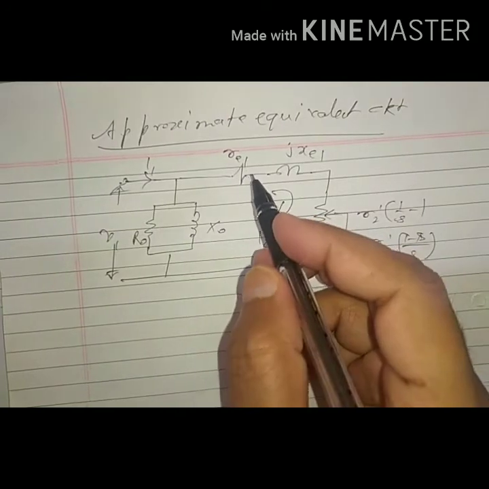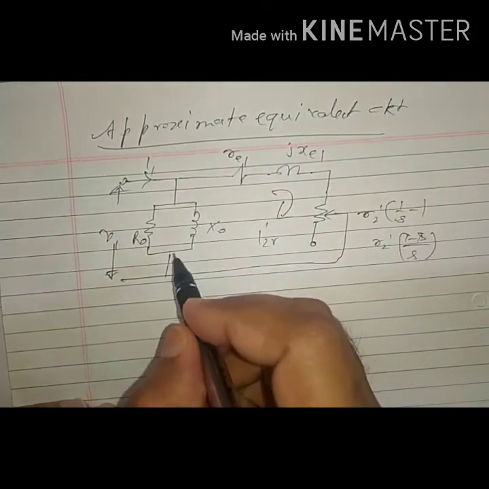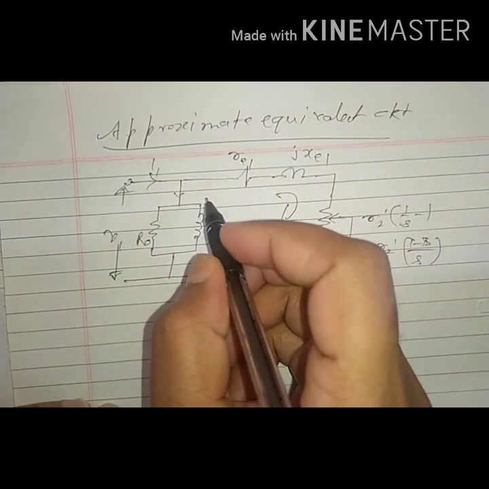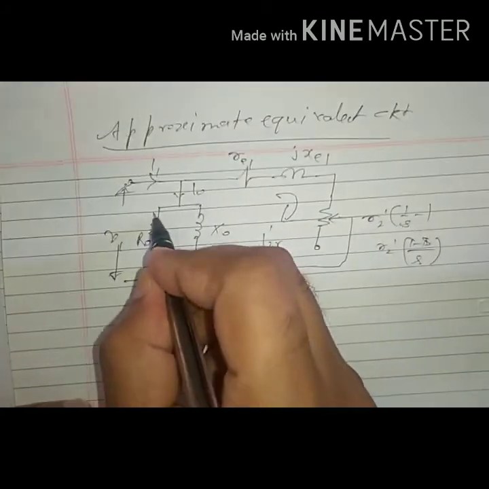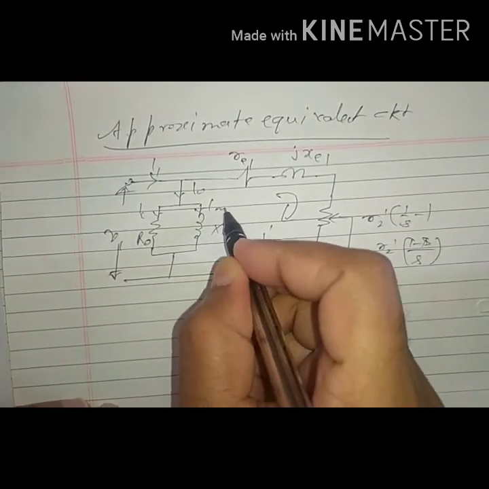in which the exciting branch is shifted just like in a transformer also. This will be I0, IC, IM.